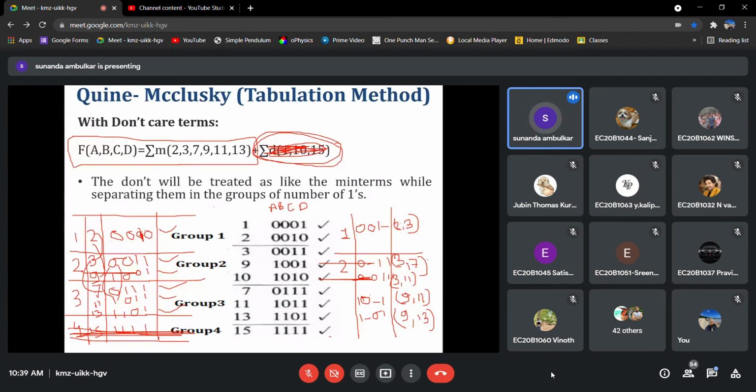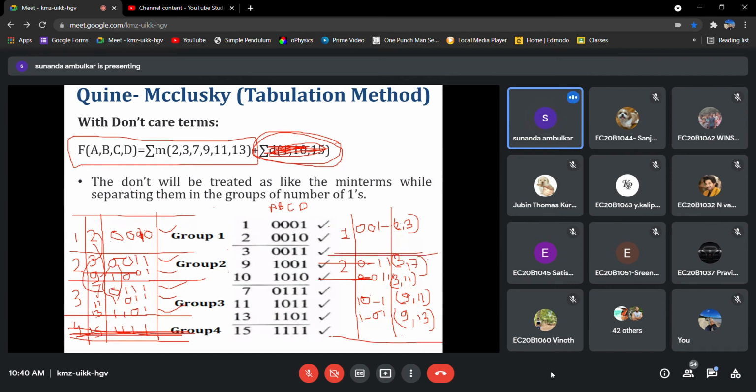Is it possible that we can compare 3 with 13? 0 0 1 1 and 1 1 0 1. We missed this. 3 and 13. Not possible, ma'am. Okay, fine. So only two groups are there.